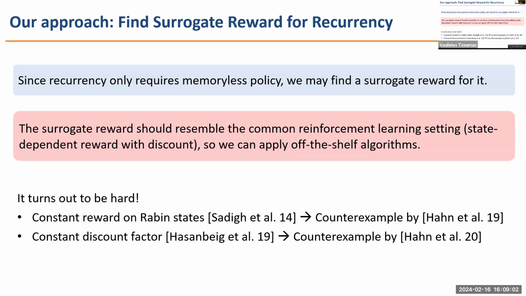This research, finding the surrogate reward for recurrency or more generally for LTL, started about 10 years ago. But it was proven like 5 years later that there's actually a counterexample for that reward. And by surrogate reward here, I mean the exact surrogate reward, meaning that the policy that maximizes the surrogate reward is exactly the same policy that maximizes the satisfaction probability of the LTL objective.